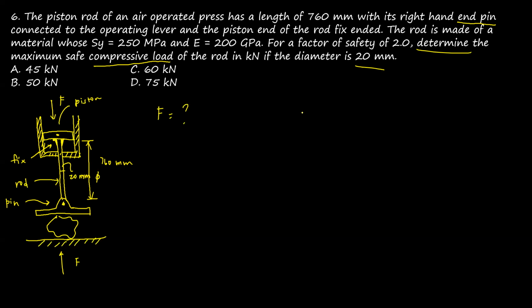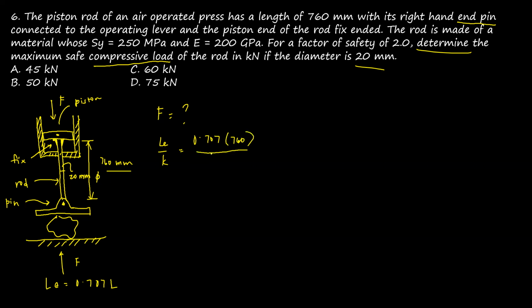Okay, so anong una ulit natin? The first procedure is to look if it's either a long column or a short column by computing the slenderness ratio. And slenderness ratio is equivalent to effective length over K. So how are we going to do this? So ang setup is a fixed end pin. We all know that the fixed end pin has effective length of 0.707 L.